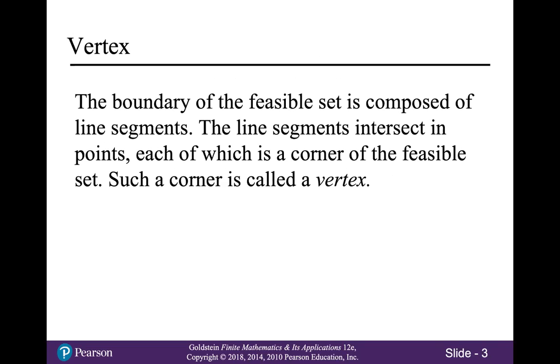So a vertex is defined as follows. The boundary of the feasible set is composed of line segments. The line segments intersect in points, each of which is a corner of the feasible set. Such a corner is called a vertex.